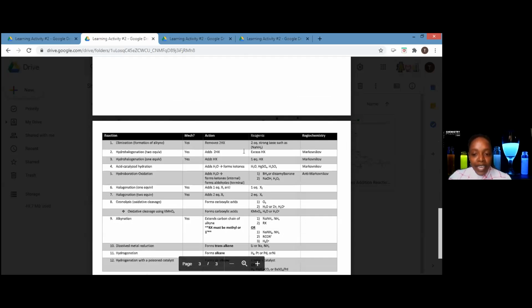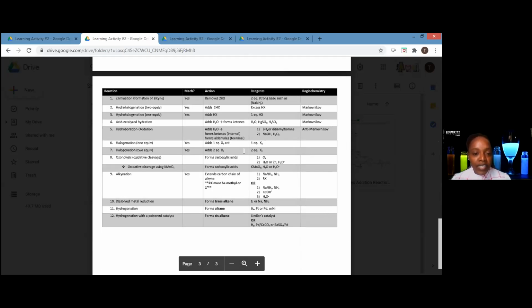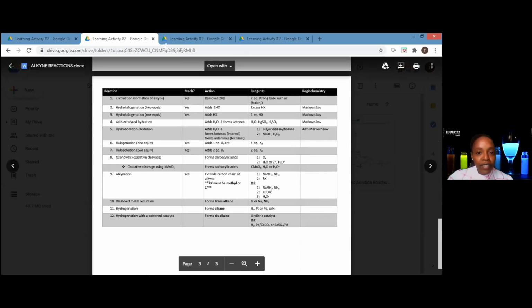On the last page of this, we have broken down for the students if they'll be required to know the mechanism or not, and you can customize this if you require the students to know additional mechanisms. We also have the action listed so the students can make note cards if they would like to, which is one way that can help facilitate the learning of this information by pattern recognition. And then we also have regiochemistry if that's important for the specific reaction.